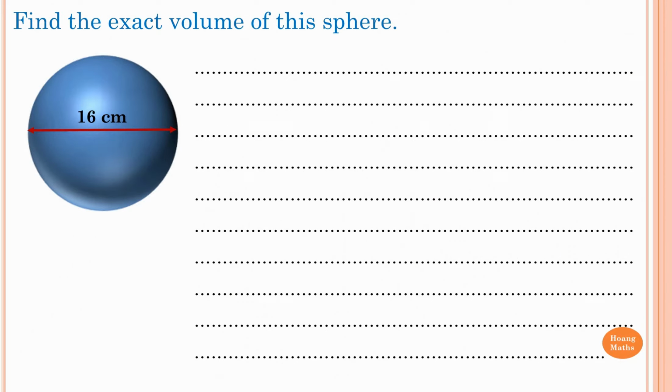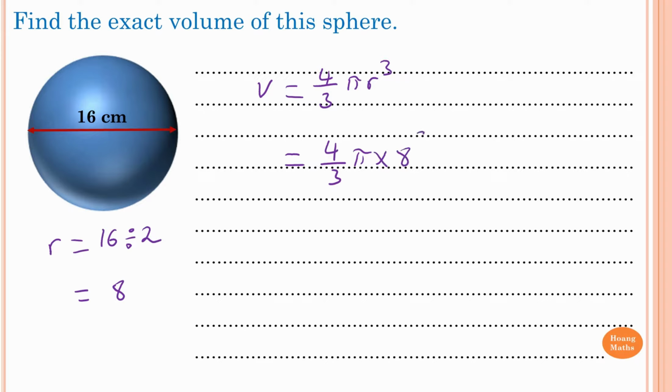Find the exact volume of this sphere. So we know that volume V is equal to 4 over 3 pi r cubed. Now the radius is half of 16, because 16 is the diameter of the sphere. So we go 16 divided by 2, the diameter divided by 2, which gives me the radius. Half of 16 is 8. So therefore, V is equal to 4 over 3 pi times 8 to the power 3.